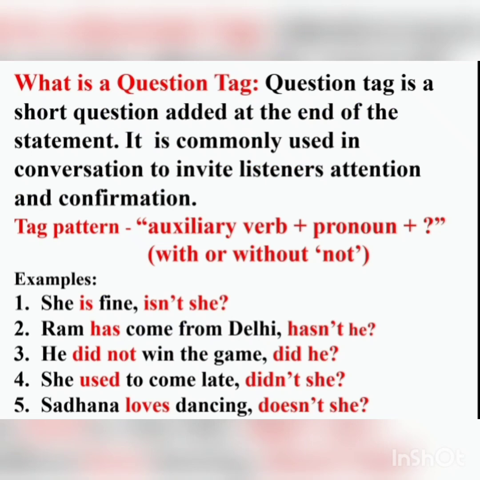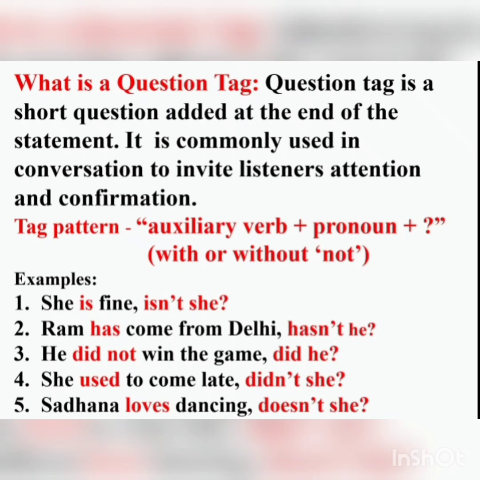What's a question tag? A question tag is a short question added at the end of the statement. It is commonly used in conversation to invite the listener's attention and confirmation. The tag pattern is auxiliary verb plus subject pronoun, with or without not. This is because a negative sentence needs a positive tag and a positive sentence needs a negative tag.